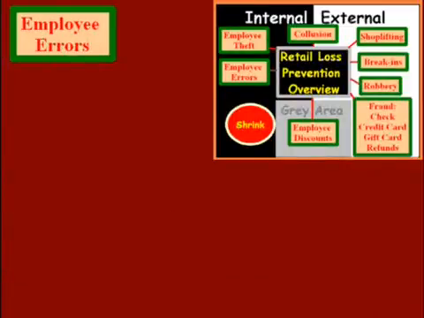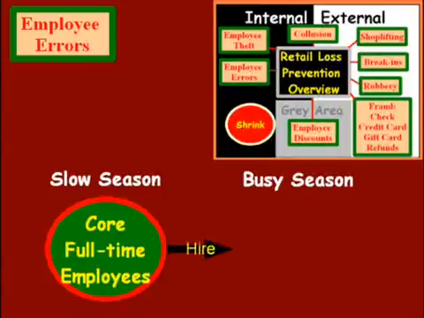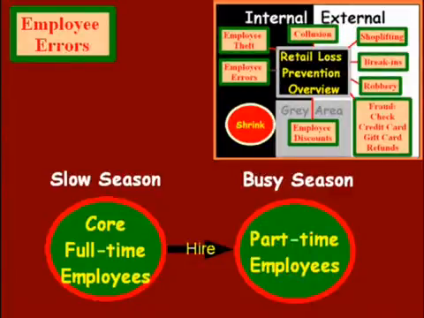Another item that's actually very big is employee errors. Now, employee errors is not quite what most people think it is. In retail, you usually have a slow season, and then you have a busy season. In your slow season, you have your core full-time employees, and they should be your best employees. Most of the time they are. And then when you get to the busy season, you have to hire other employees. The part-time employees don't have as much training, they may not care as much. It depends. Sometimes you get good part-time employees, sometimes you get really bad ones.